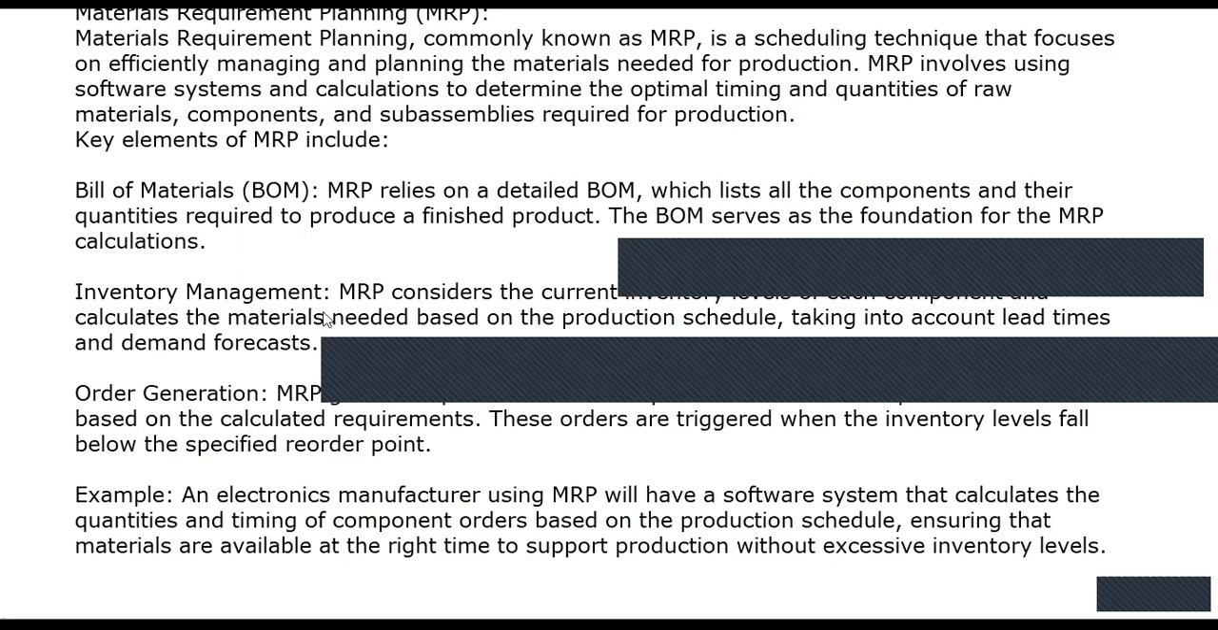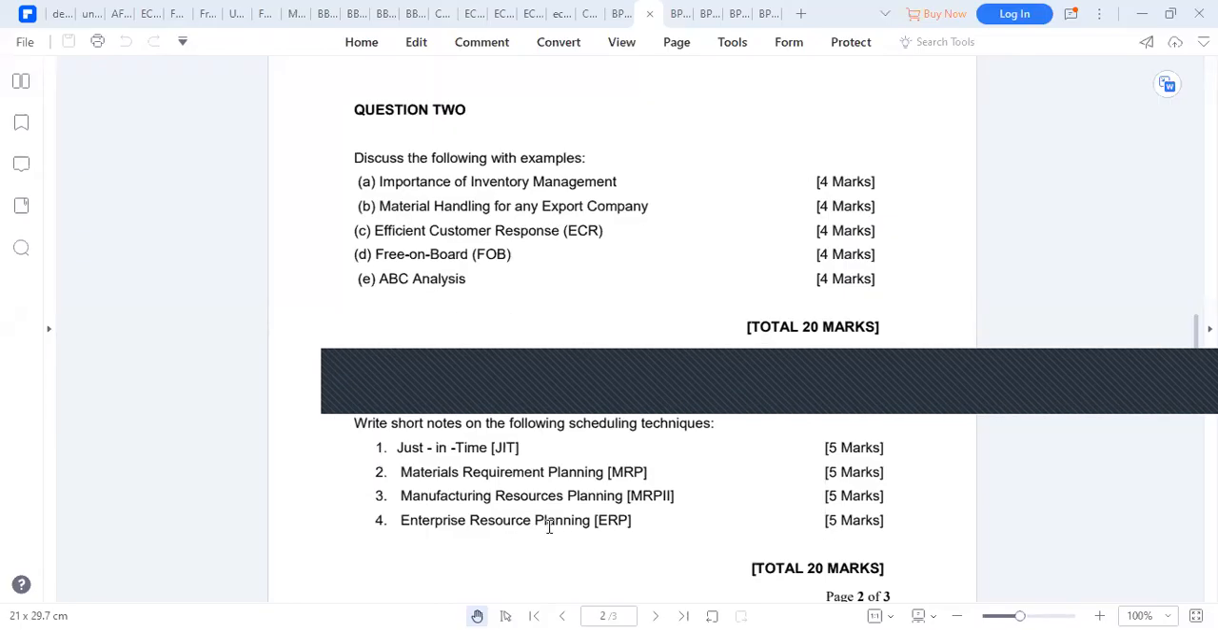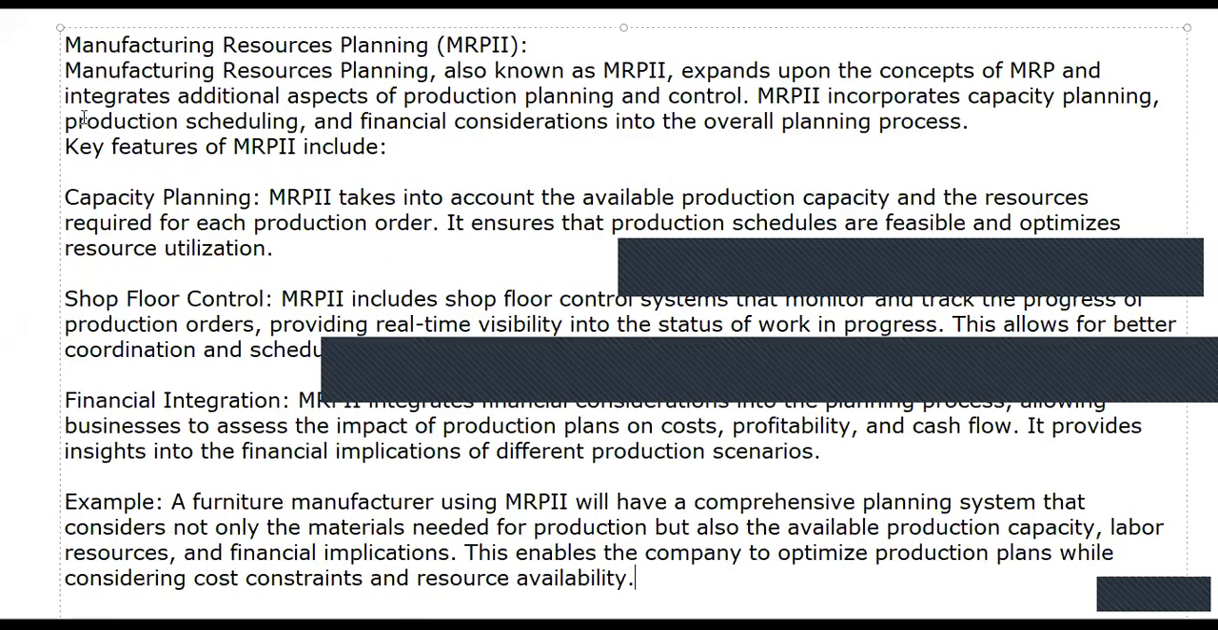We also have another scheduling process which we call the manufacturing resources planning model, MRPII. This model works with key features that include the following. Manufacturing resource planning, also known as MRPII, expands on the concept of MRP. Now, MRP has its own flaws. So the adjustment came up with what is called manufacturing resources planning, which integrates additional aspects of MRP by incorporating capacity planning, production scheduling, and financial considerations into the overall process.